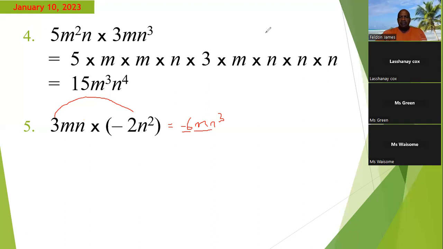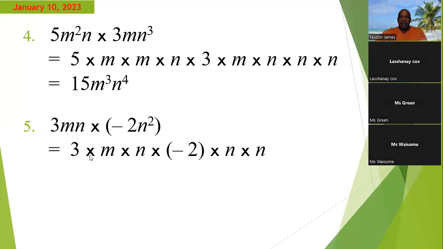Any question? Everybody now comfortable? Miss Green, are you comfortable now? Yes, sir. Okay. All right, so you could expand it like this. You multiply the numbers, and then now you count how many m's you have. M to the power 1. You count how many n's. You have 3, and you would get the same answer.